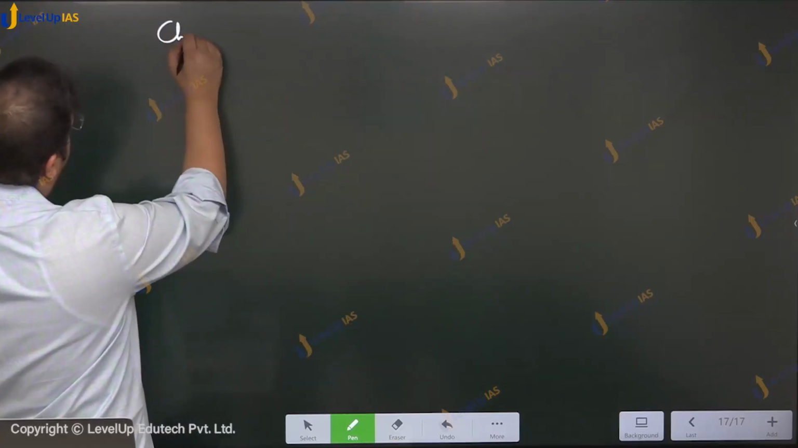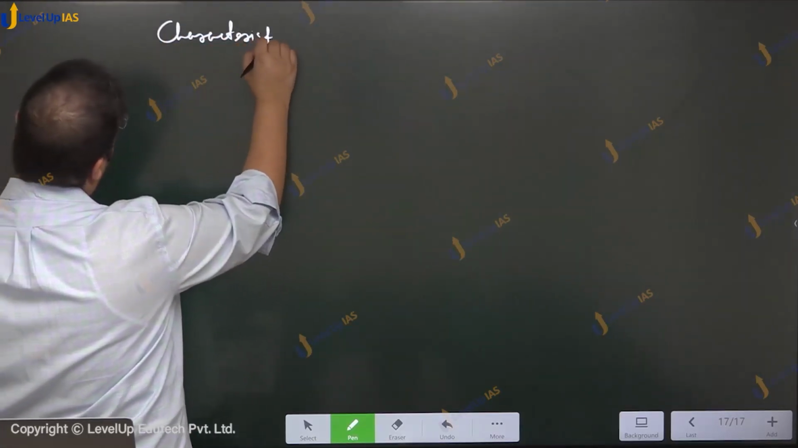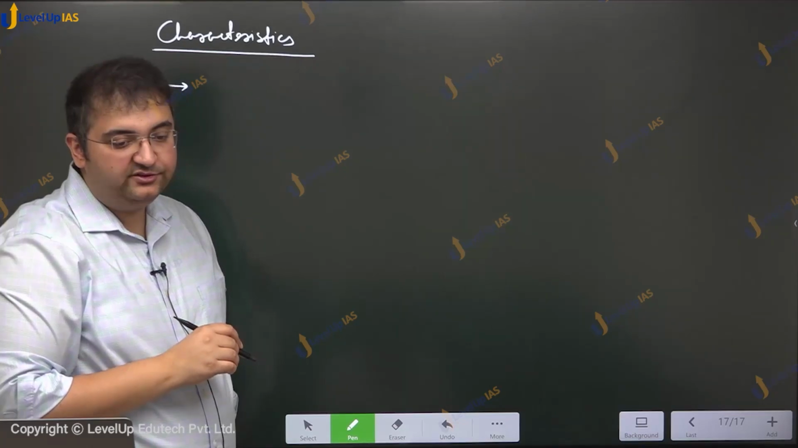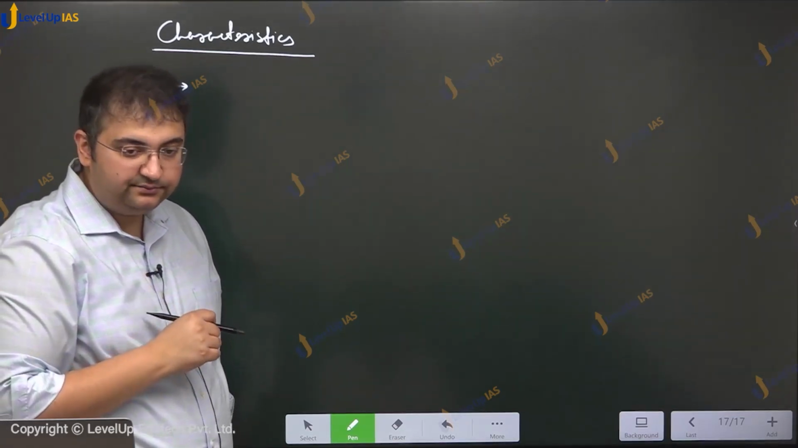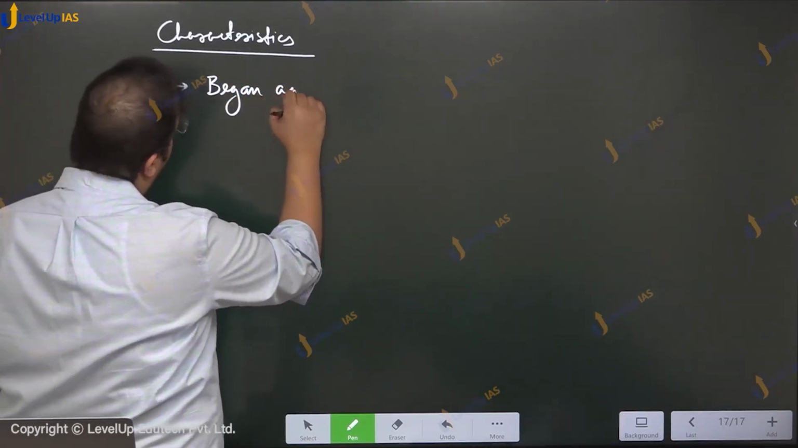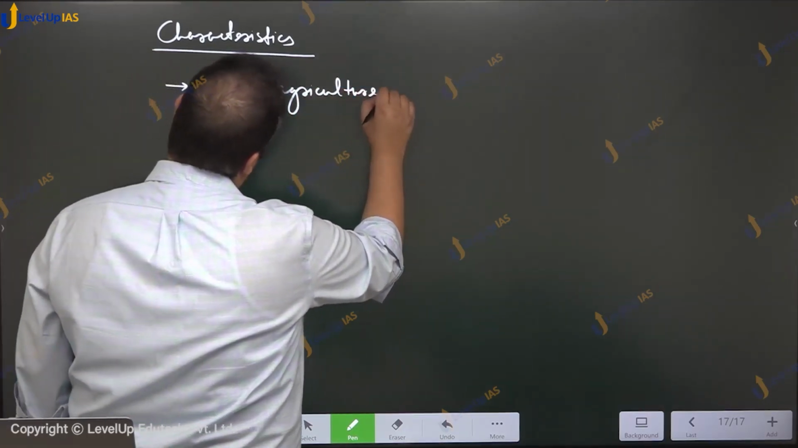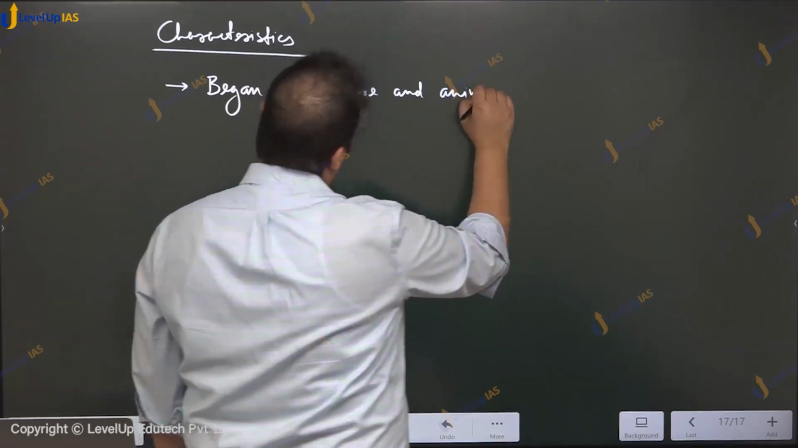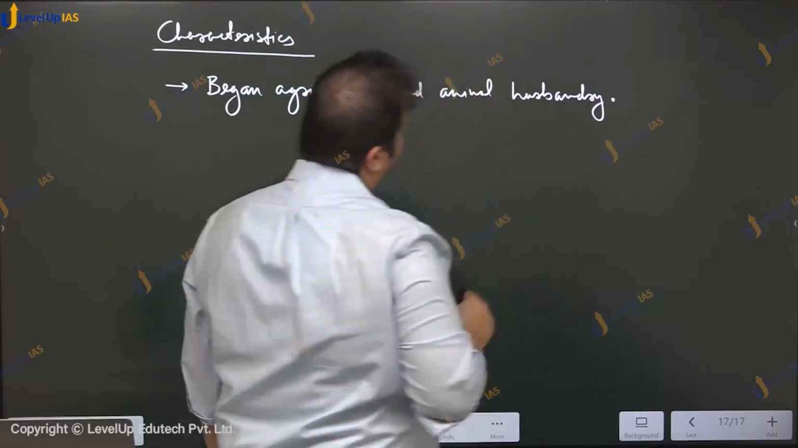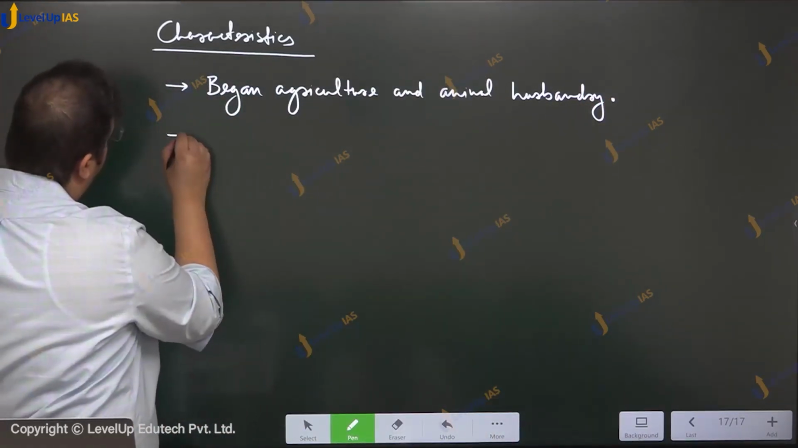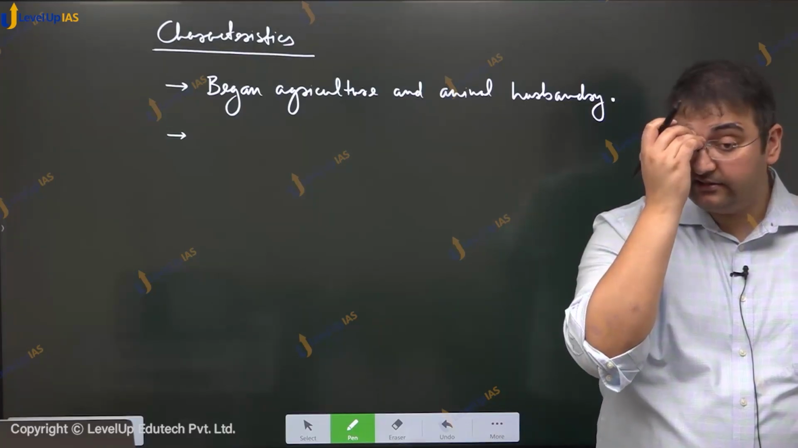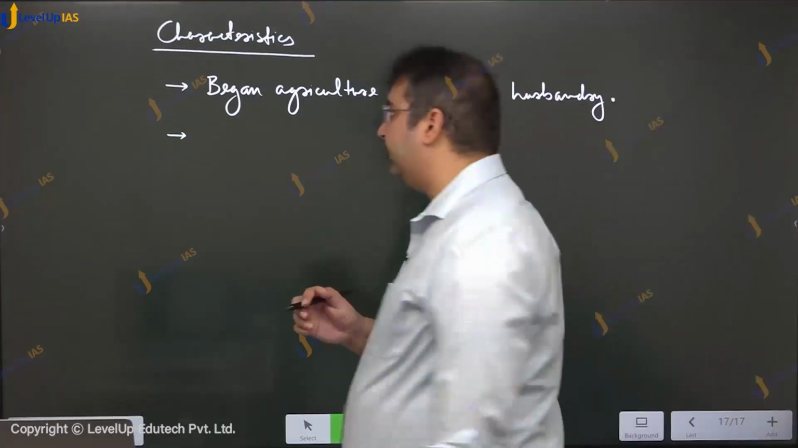कैरेक्टरिस्टिक्स क्या थे इनके? Did they begin cultivation and animal husbandry, or did they remain in the hunter-gatherer phase of life? Began agriculture and animal husbandry. ठीक है. Did they continue living in makeshift camps and moving from place to place, or did they start setting up permanent settlements, permanent villages?